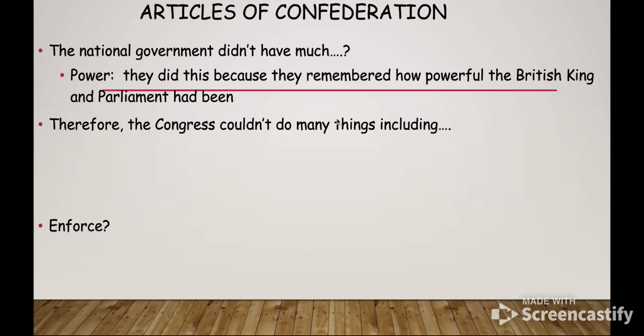Therefore, Congress couldn't do many things, including couldn't tax the people, could not pass taxes. And again, at first glance, that might seem like a great thing, but taxes are important. Today, taxes give us things like schools and roads and parks and libraries and all the things we come to expect. But Congress couldn't pass any taxes. It could set up an army, but it couldn't draft people. It couldn't force people into the army. So if you go to war and no one volunteers, you don't have much of an army.